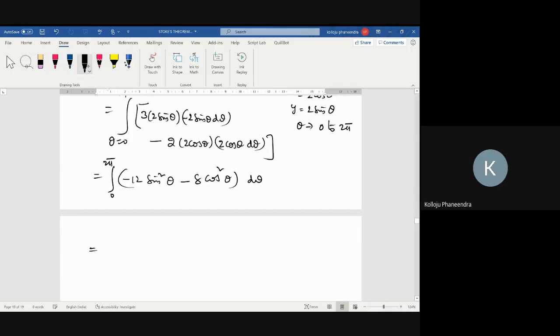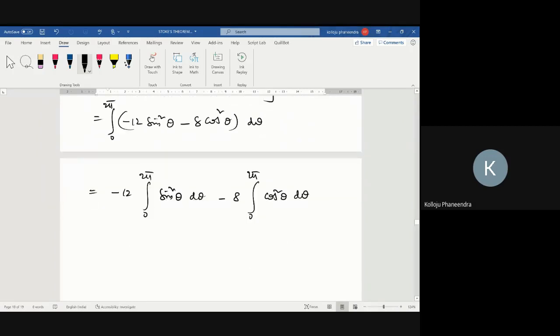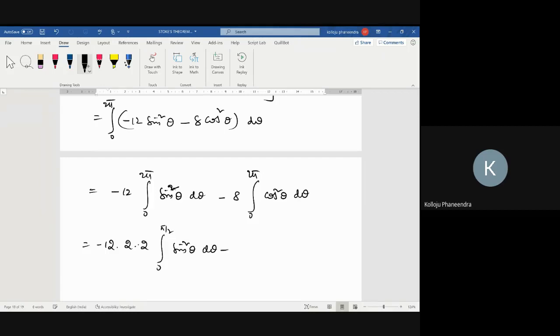So this is equal to minus 12 integral 0 to 2 pi sin square theta d theta minus 8 integral 0 to 2 pi cos square theta d theta, right? So I can write this as minus 12, 0 to 2 pi. If I replace theta by 2 pi minus theta, since the square is there, there is no change. So 2 into 0 to pi, and again, one more 2 into 0 to pi by 2, sin square theta d theta. Same thing here also, 2 into 2, 0 to pi by 2 cos square theta d theta, isn't it?